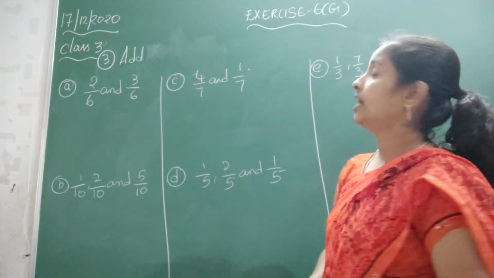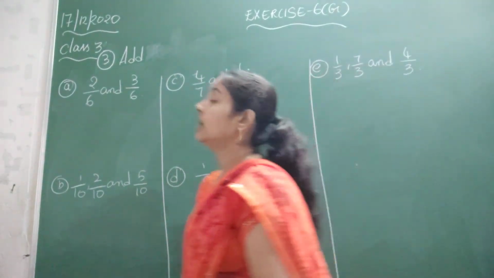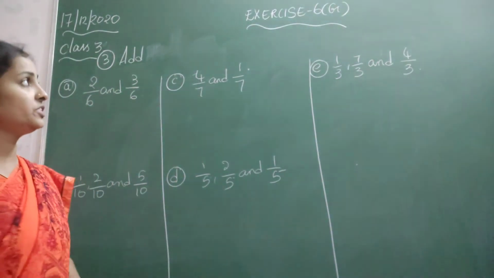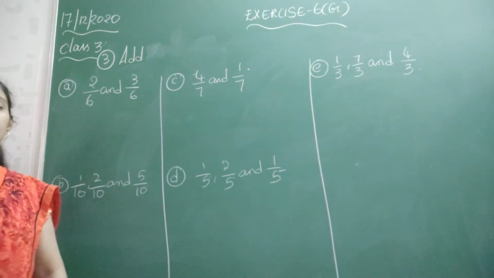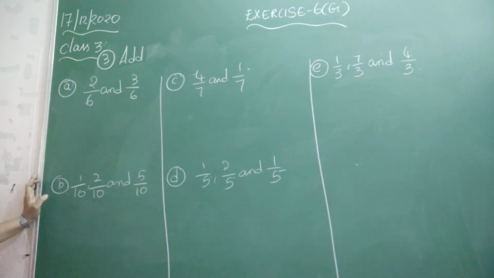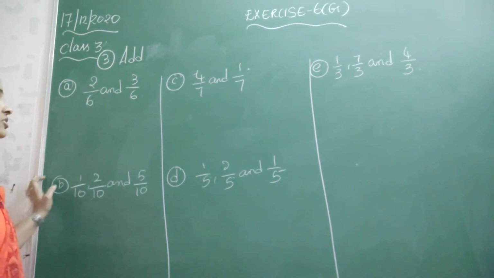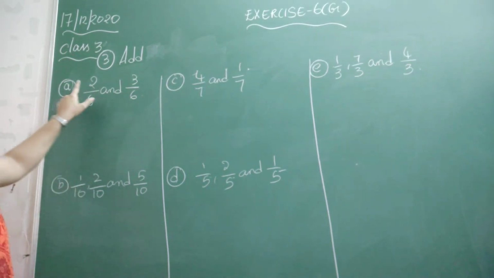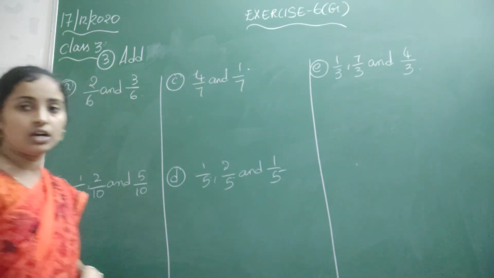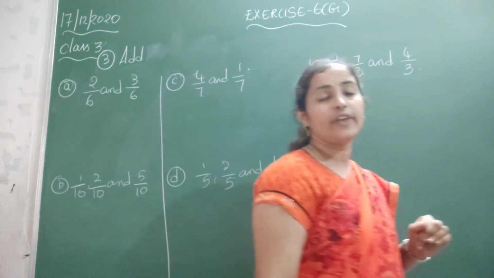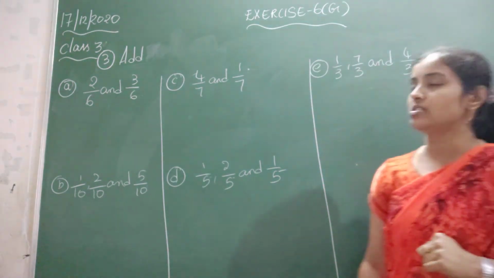Now here we have the next main addition. So here what we need to do? We need to do the addition. Yes, look at the next first problem. 2 upon 6 and 3 upon 6. So here 2 by 6 and 3 by 6. What we need to do here? We need to add these two fractions. So how are the fractions?